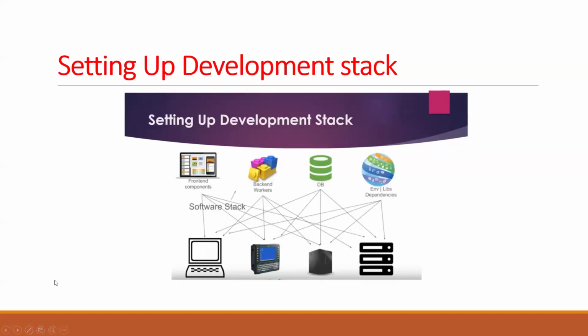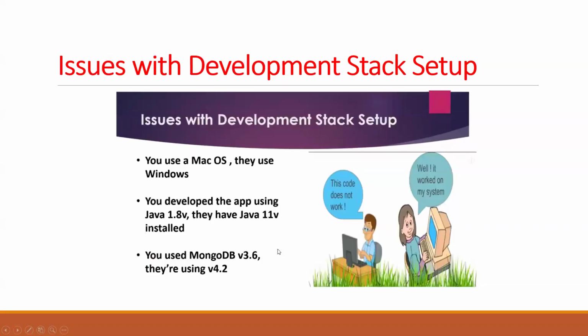This is setting up the development stack. So what are the issues with the development stack setup? You use macOS, they use Windows. You developed the app using Java 1.8, they have Java 11 installed. You used MongoDB 3.6, they are using 4.2. So they say this code does not work, while it worked on my system. They are complaining that it does not work.